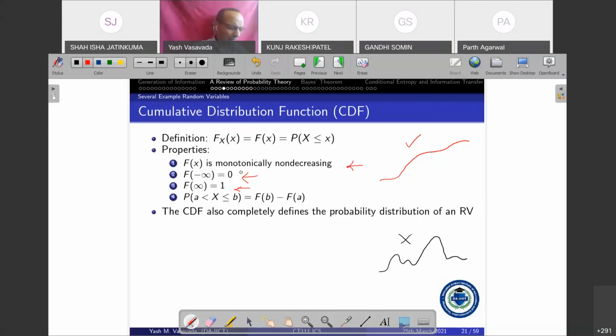Both answers are maybe partly accurate, but they are not complete. One very simple answer that you can get based on this definition of CDF.